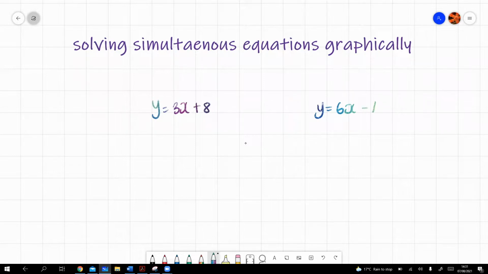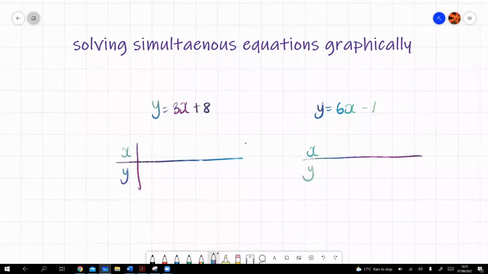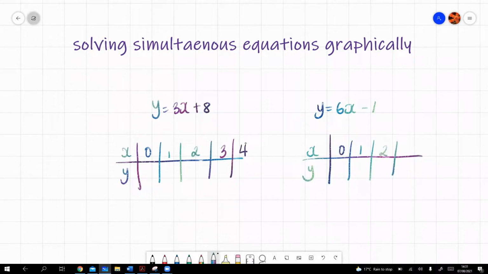First of all, we need to draw ourselves a table of x and y values. Sometimes this is given for you in the exam, sometimes it's not. I'm going to do one that's 0, 1, 2, 3, and 4. It's the same here, 0, 1, 2, 3, and 4. Right, let's have a look then at the values that we're going to have.